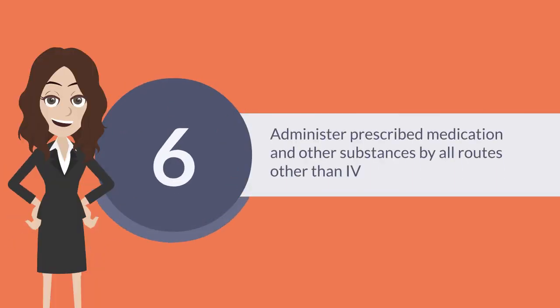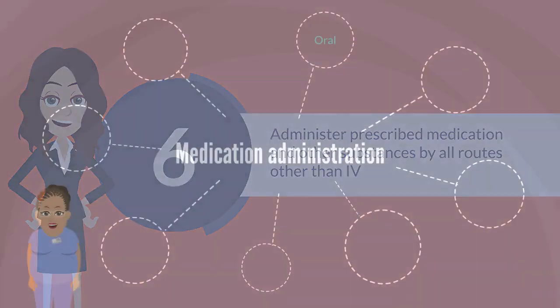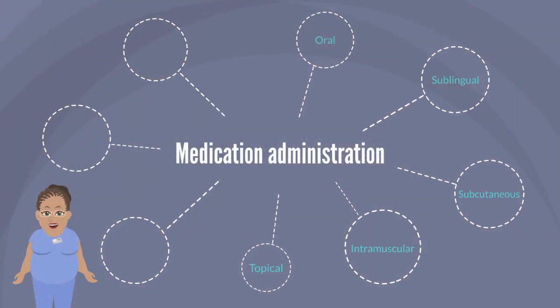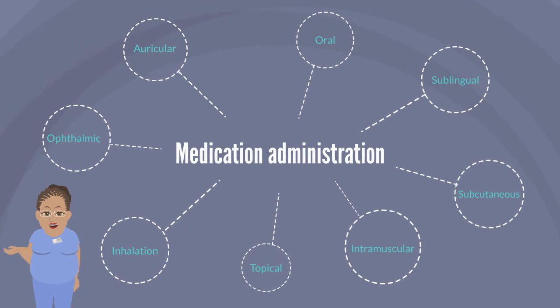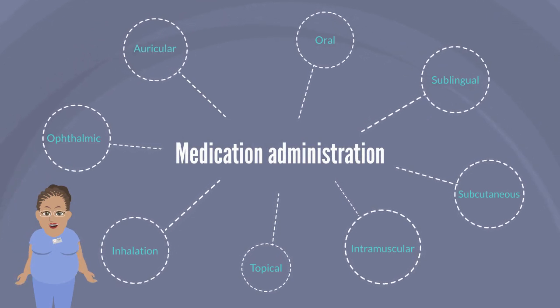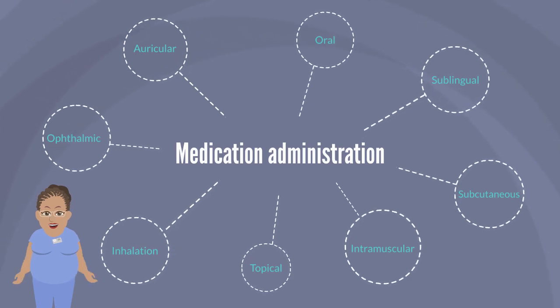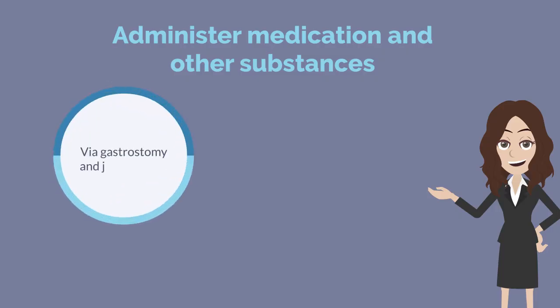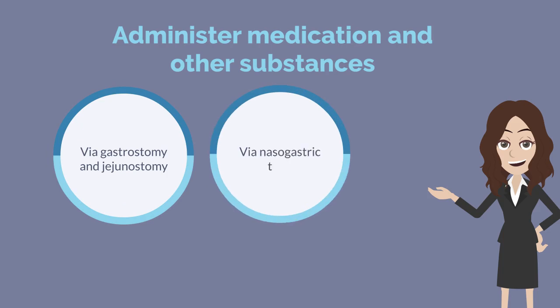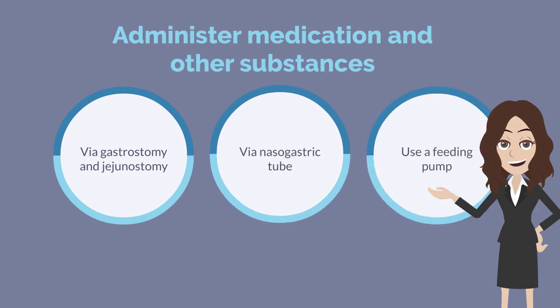6. Administer prescribed medications and other substances by all routes other than IV. LPNs can administer medications by various routes: oral, sublingual, subcutaneous, intramuscular, topical, inhalation, ophthalmic, and auricular. LPNs can administer medications and other substances via gastrostomy and jejunostomy, via nasogastric tube, and use a feeding pump.